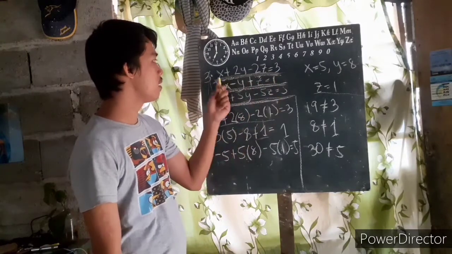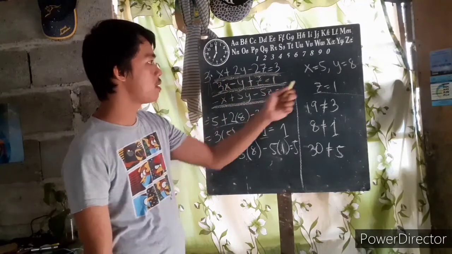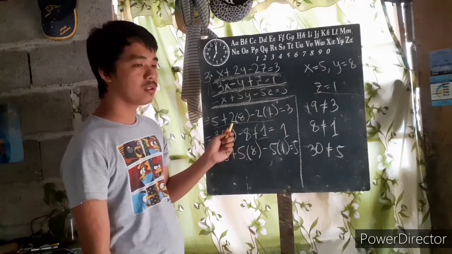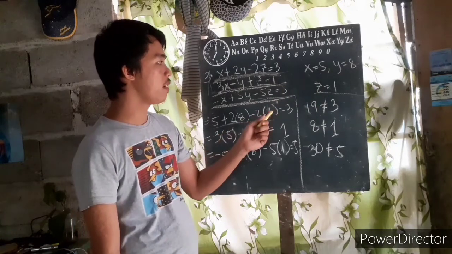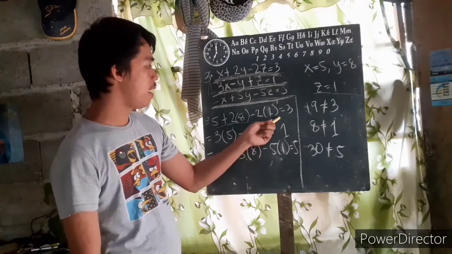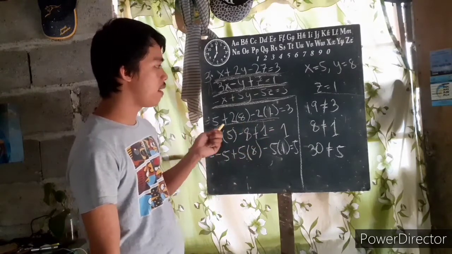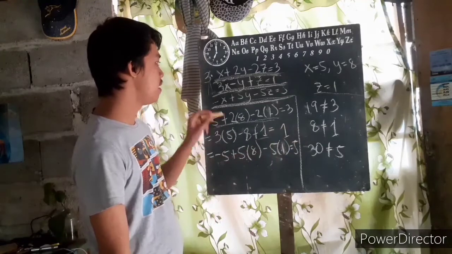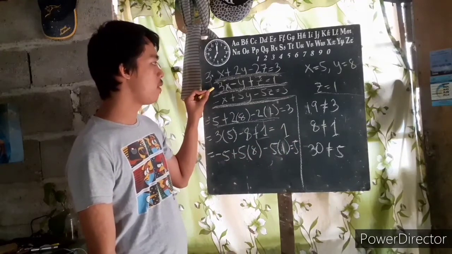Substitute the x, so we have 5. Substitute the y, we have 2 times 8. Then substitute the 1 for z, so we have minus 2 times 1. Then find the answer of this. So we have 19. The next is the second equation. Let's find what is the answer.